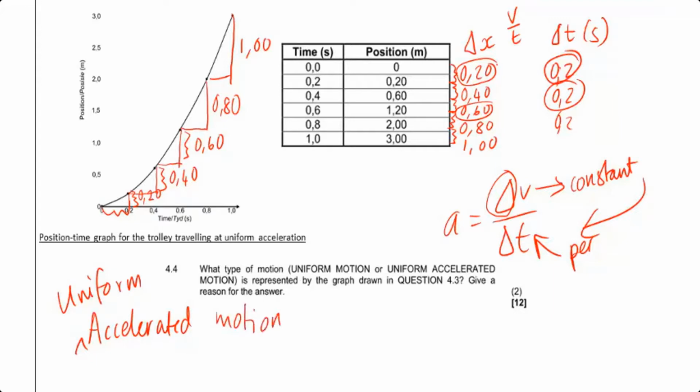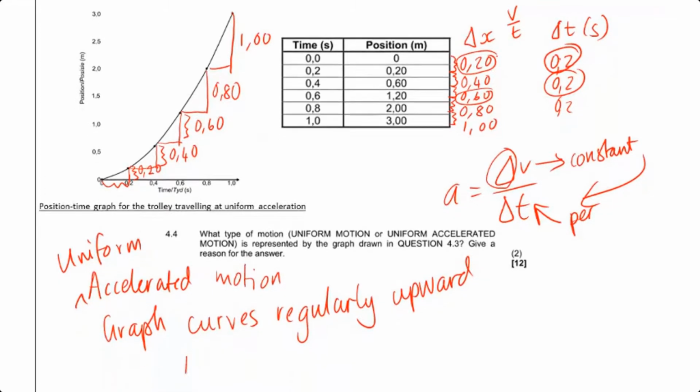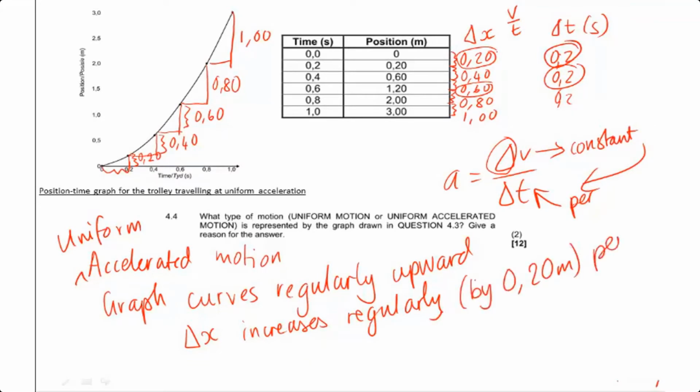How can we see that? Because the graph curves regularly upward. Another way of justifying that we've got uniform accelerated motion is that the displacement increases regularly, always by another 0,2 meters per time interval, per delta t, in other words per 0,2 seconds. Delta t in this case we use as 0,2 seconds.